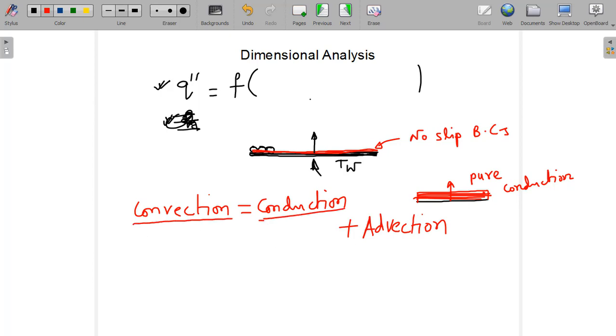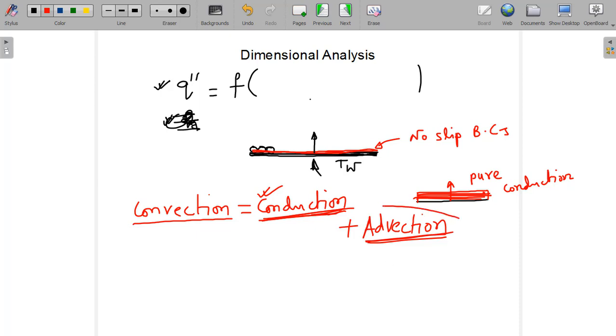Conduction we can understand, that is the phenomenon mainly occurring in solids. Actually it occurs in all solids, liquids and gases, but in liquids and gases, along with conduction, advection, the bulk motion of the fluid particles, takes place. But in solids, that motion of the material is not there. That is why in solids only conduction takes place, but in fluids both conduction as well as advection take place.